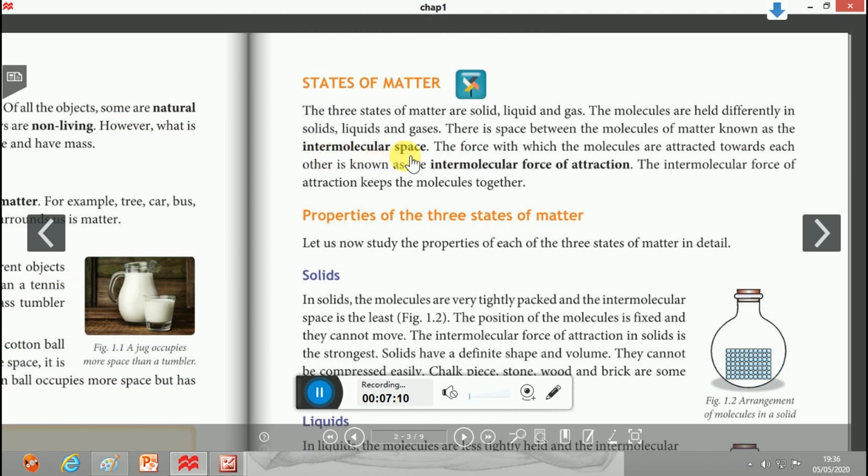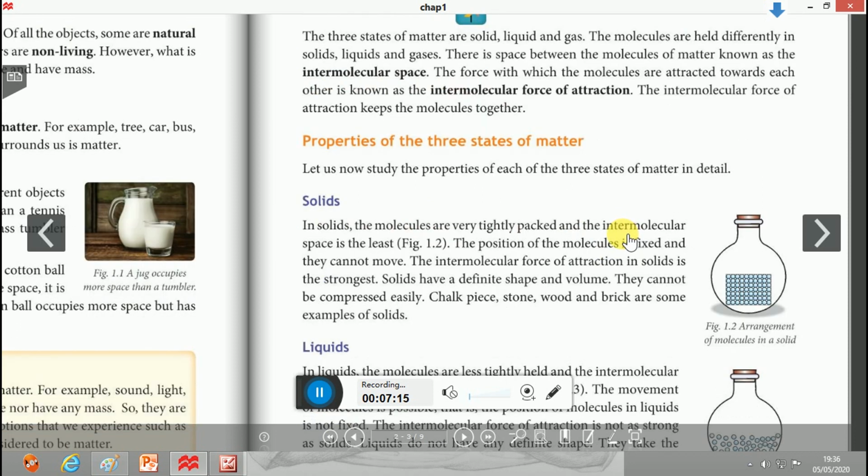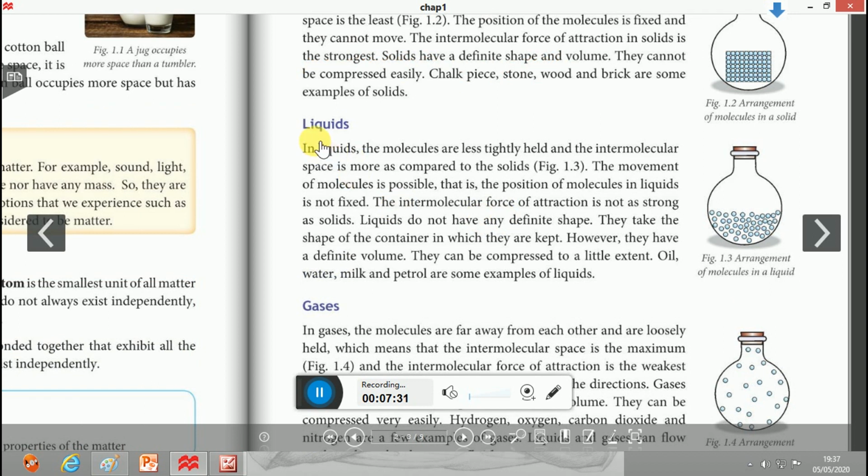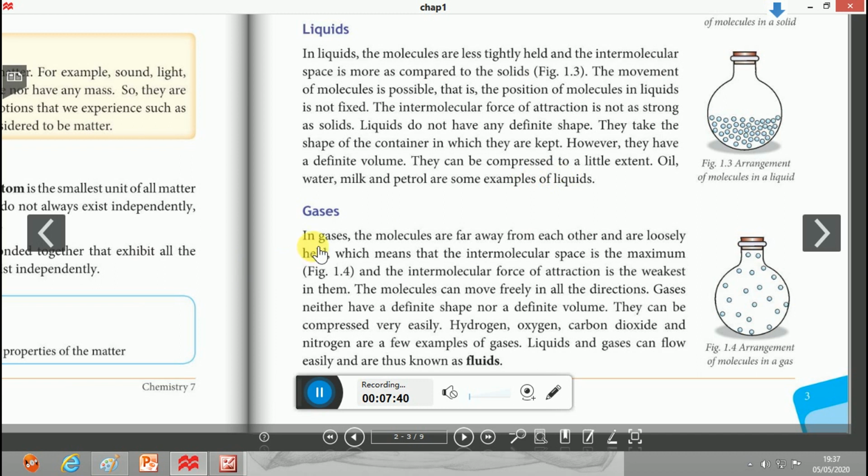Now, on the basis of intermolecular space and intermolecular force of attraction, the properties of the three states are described this way. Solids. The molecules are very tightly packed. Look at this figure. It is very tightly packed, and intermolecular space is least. For liquids, molecules are less tightly held and the intermolecular space is more as compared to solid. In gas, the molecules are far away from each other and loosely held.